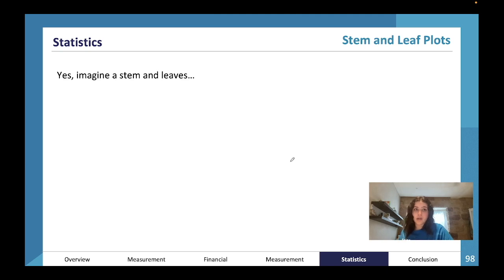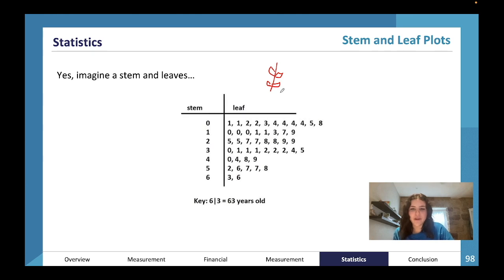Okay, stem and leaf plots. I'm just giving you an overview of all of our different methods of displaying our data. You are literally imagining a stem and leaves like this. Nice little drawing for you there. So this is our stem. Let's say we have 4 different stems: this is number 1, this is number 2, this is number 3, this is number 4.